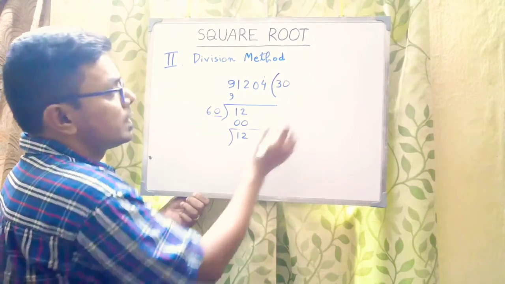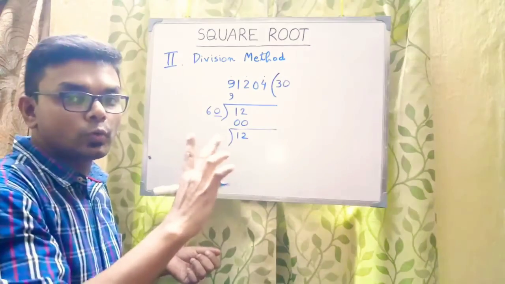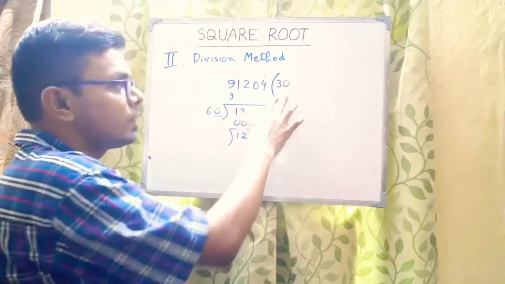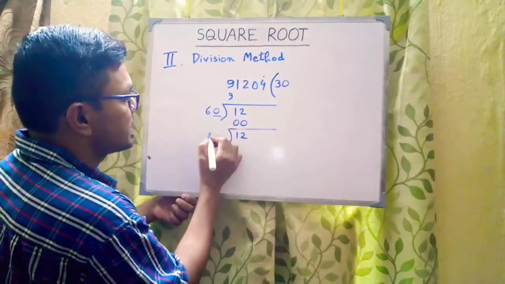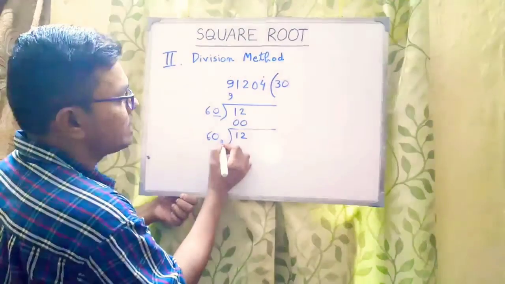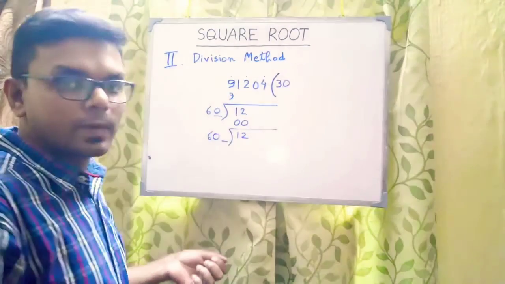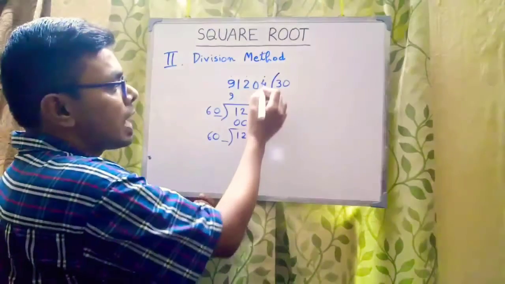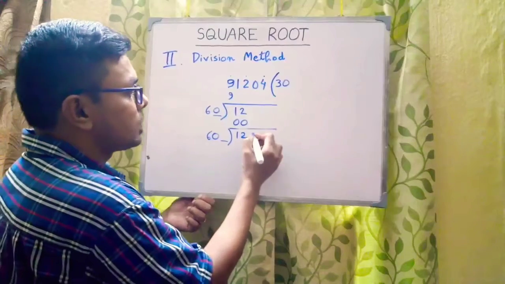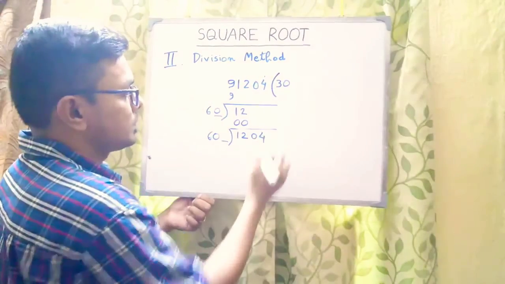Now 30 has come here, we have to do twice of 30. The same rule, again we have to do 2 times of 30. So that is 60 over here. Again we leave a space, right? Now as I told you, up to the next dot the digits should come down. So it is 1204.